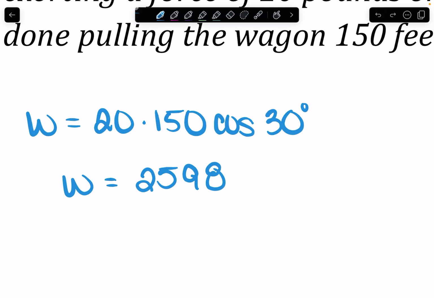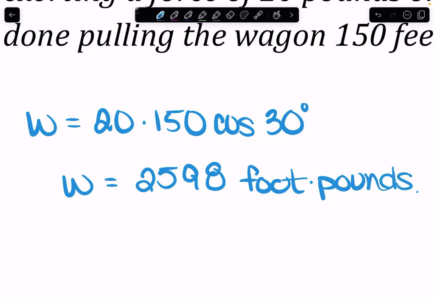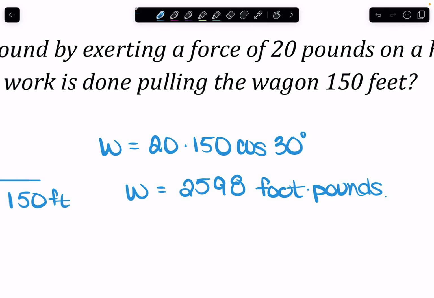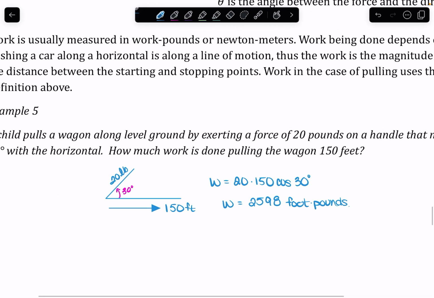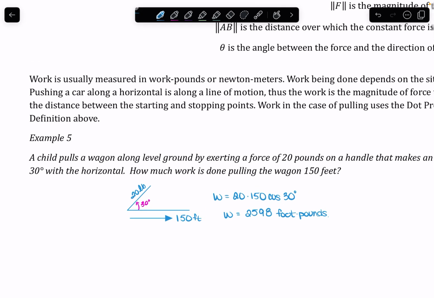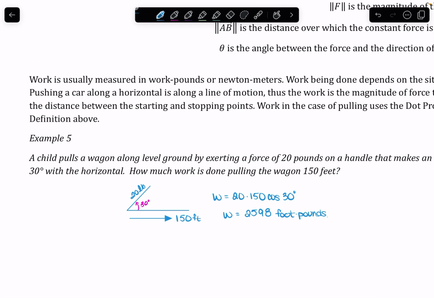And the units are the units of the magnitudes. So that would be 20 pounds and 150 feet. So feet pounds, foot pounds, pounds feet, however it is you would like to write it. You're not going to have to type the units in. So again, same thing here. Be very careful with that mode on your calculator. Always double check it before you type something in.